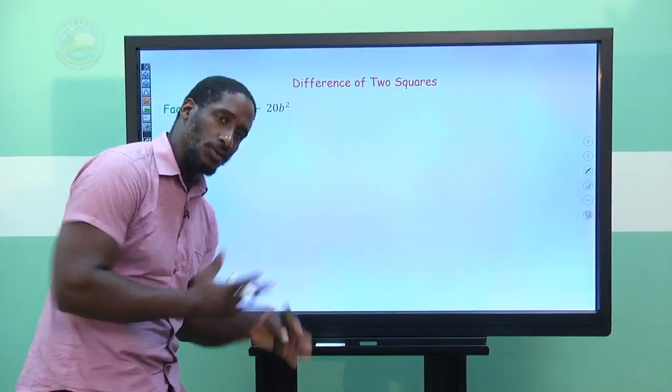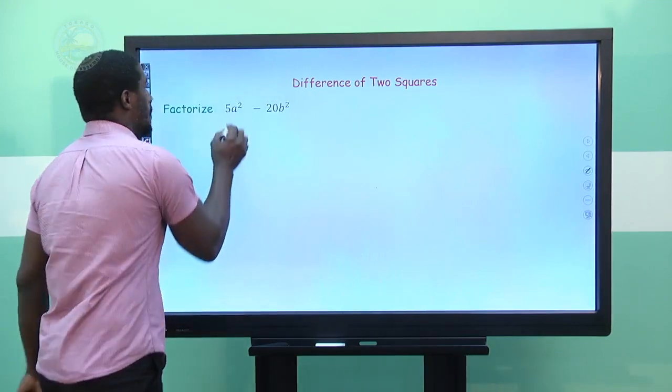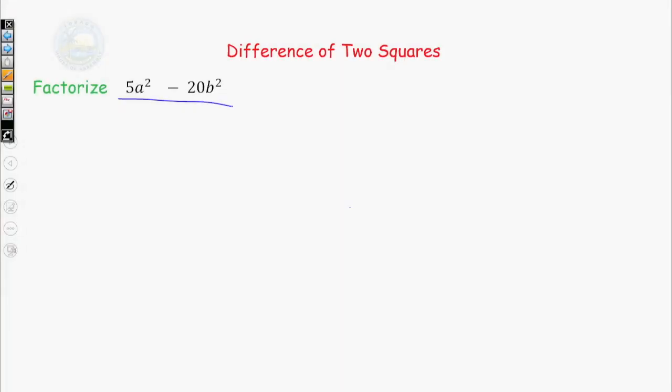If you can't recall how to factor out the common factor, you can check a previous video. But here, when we look along our expression, we are seeing a common factor. What is that common factor? That common factor is 5. So we factor out that 5. 5 multiplied by what is 5a squared.